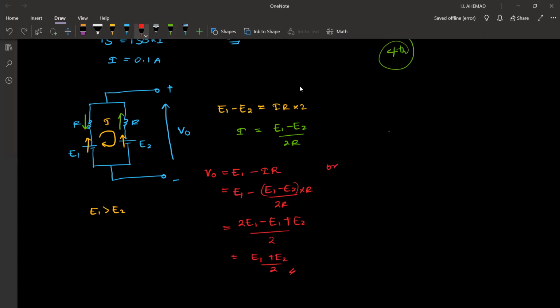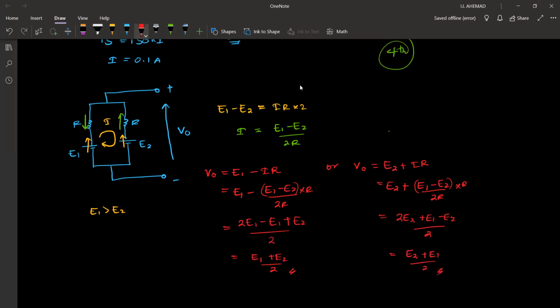Okay. Or now I'll go from this side. When I go from this side, both the arrows are in the same direction. So I will have to add them together. So V naught is equal E2 plus IR. So E2 plus E1 minus E2 over 2R into R. So this is equal, simplify, 2E2 plus E1 minus E2 by 2. So E2 plus E1 by 2.